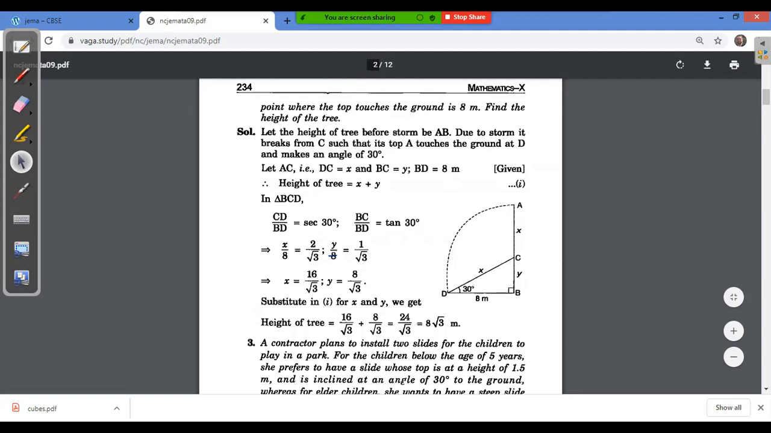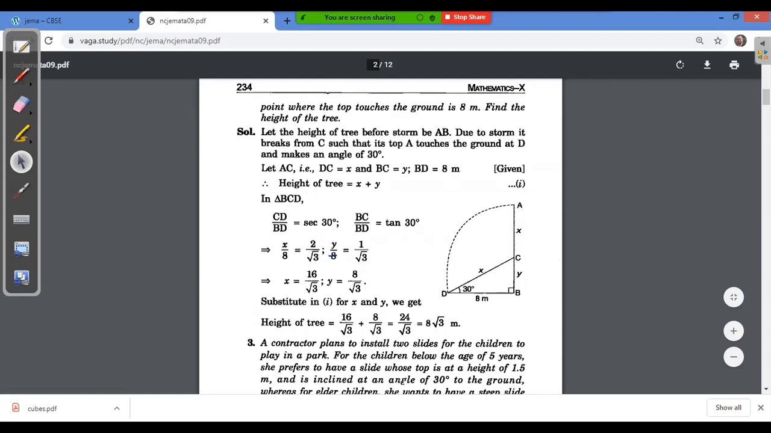Now, in class 9, you've done a process called rationalization. So I'm going to rationalize this because normally we don't leave the answer with a root in the denominator. So this is equal to 24 root 3 upon root 3, and root 3 when we multiply we get 3. This gets cancelled, and therefore what is the conclusion? The conclusion is that the height of the tree is equal to 8 root 3 meters.